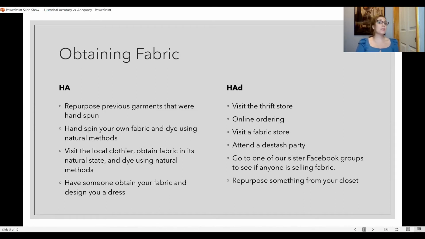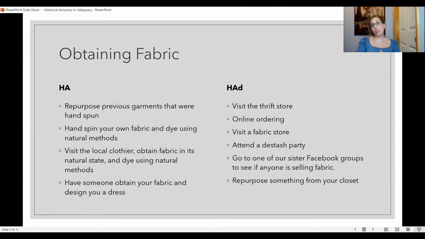You would have someone obtain your fabric and design your dress. You could also visit a tailor or a mantua maker. I am going to cover that a little bit in construction, and they will build you a dress. But since we're talking about us building dresses, this is just how to obtain fabric.